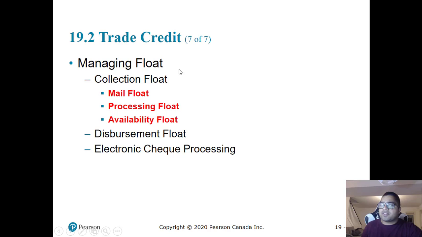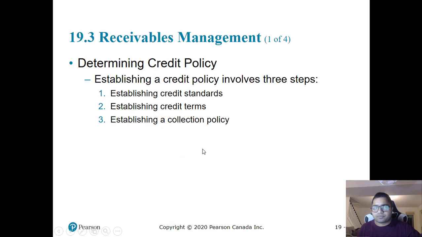So how to improve the collection float? Improve internally. Take less time to mail, maybe use electronic transfers, right? Take less time to process those electronic transfers in your accounting department, and have good relationships with banks so that they process your payments faster. Disbursement float is sometimes the bank takes time to credit your amount, and electronic check processing can improve this float.